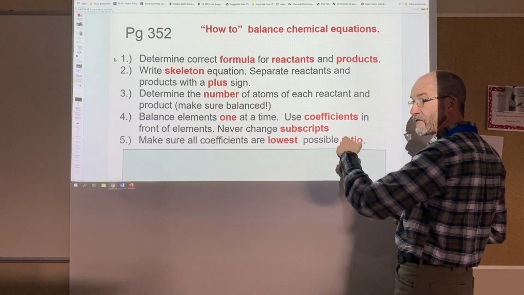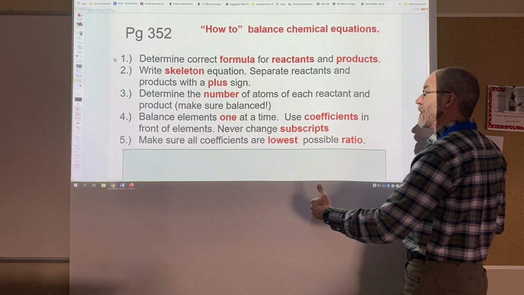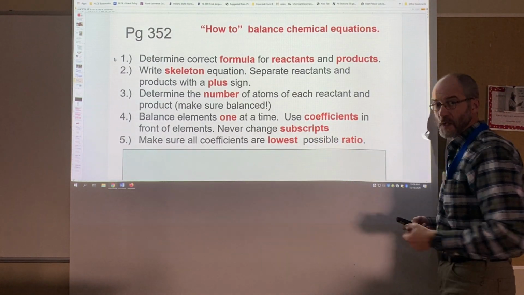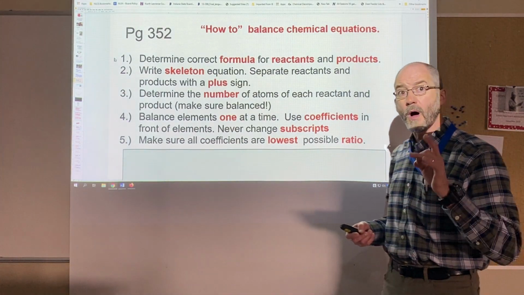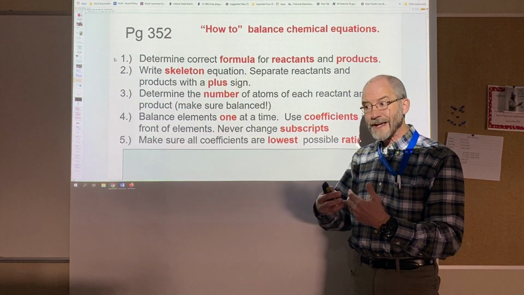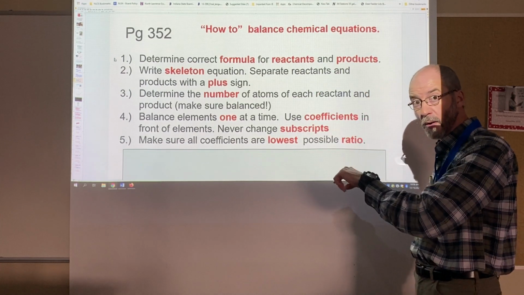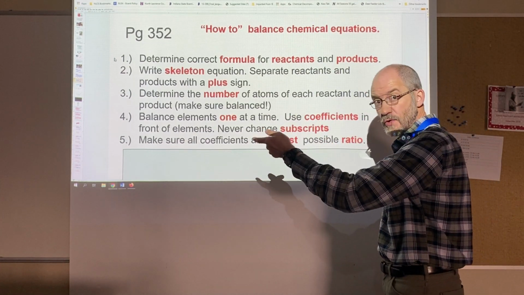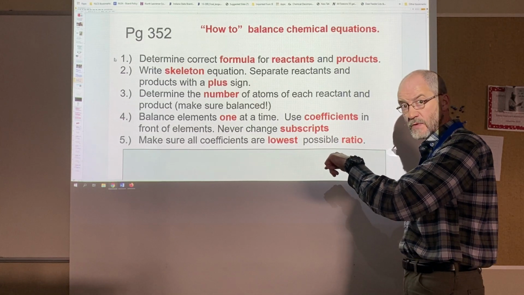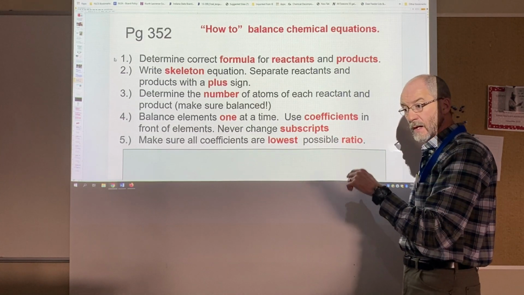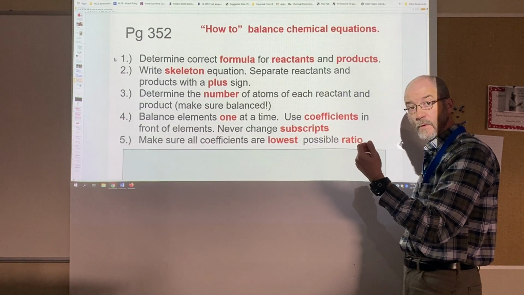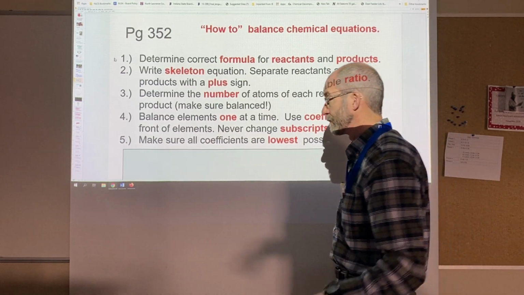You're going to use coefficients in front, but you never change the subscripts. You do not have permission to create matter where matter does not exist. So if you have H2O, you could put a number in front of H2O, but you can never change that subscript, okay? The subscripts can be multiplied and so on and so forth, but you don't get to change them, all right?